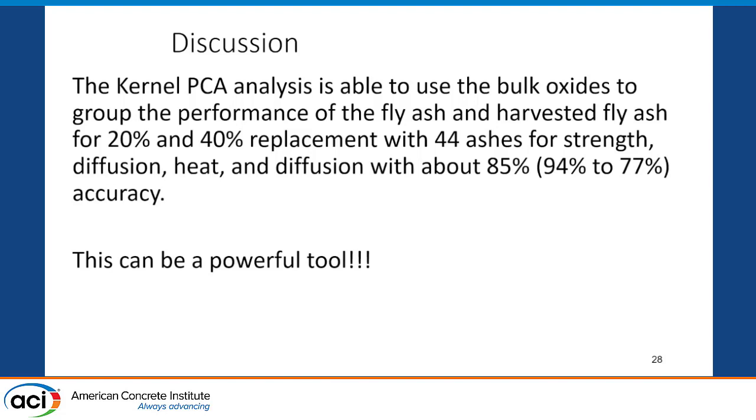So kernel PCA analysis is able to take this bulk oxide content, this problem that we've been working on for more than 40 years, and turn it into something that is somewhat useful to help people make decisions at 20% and 40% replacement using traditional ashes, using reclaimed ashes, and it's about 85% accurate on average. So that's cool. That's a powerful tool.